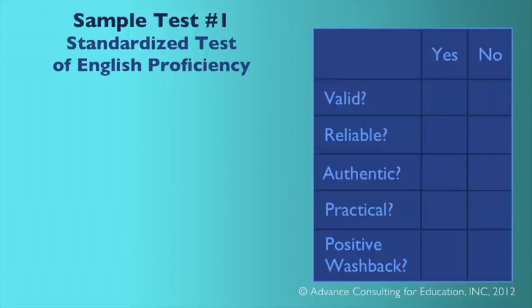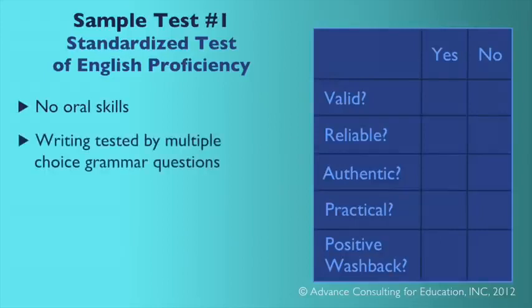All right, now in the past we have had standardized tests of English proficiency that have no oral skills component. Again, this is done because often it's very difficult to have one-on-one time with students to record their oral skills. So in the past, it has been decided that, for practical reasons, to skip that oral skills test. So you might have a standardized test of English with no oral skills, and student writing might be tested by multiple choice grammar questions.